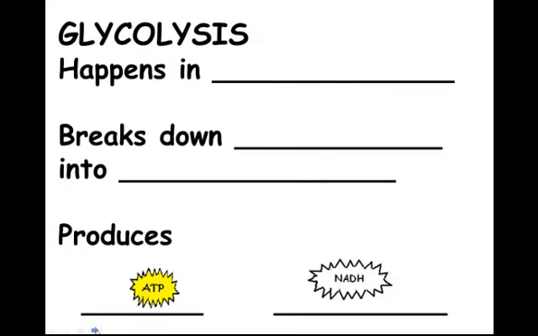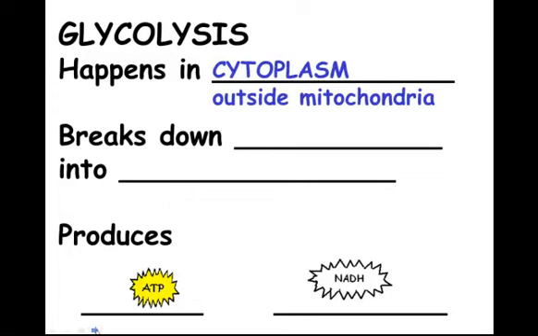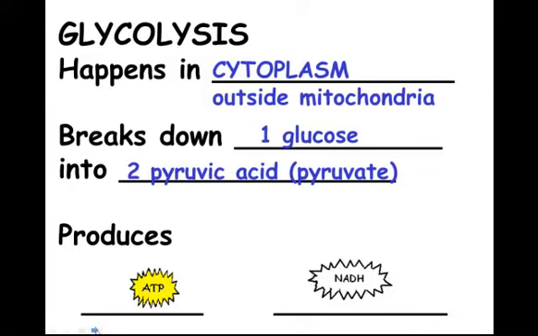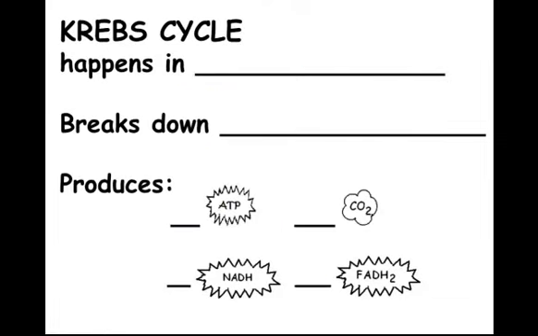Glycolysis happens in the cytoplasm, outside the mitochondria. We're going to break down glucose, 1 glucose molecule, into 2 pyruvic acids or pyruvates. And remember, we put in 2 ATPs to get it started, but got 4 back for a net gain of 2 ATPs and 2 NADHs. We're going to feed now, with oxygen available, our pyruvic acids into the Krebs cycle.